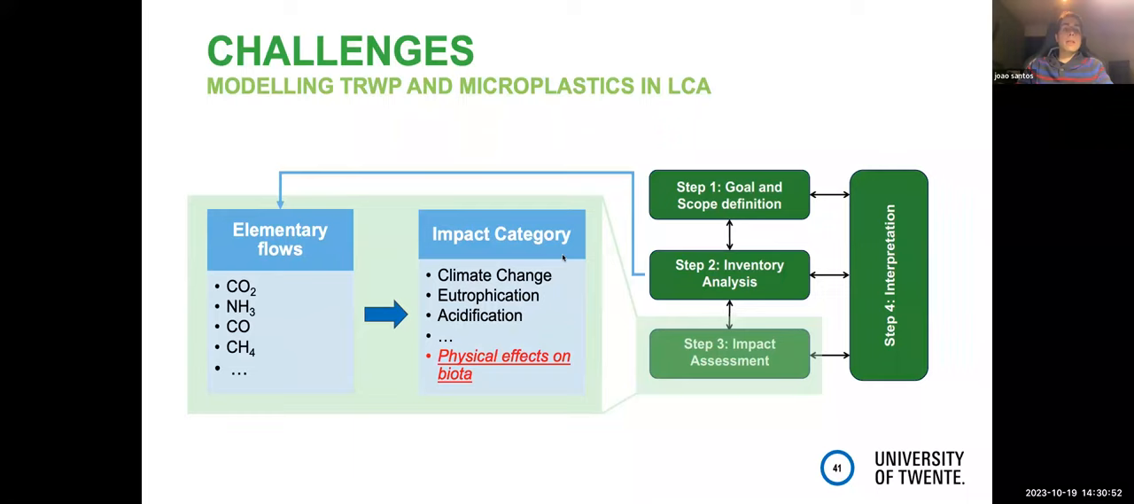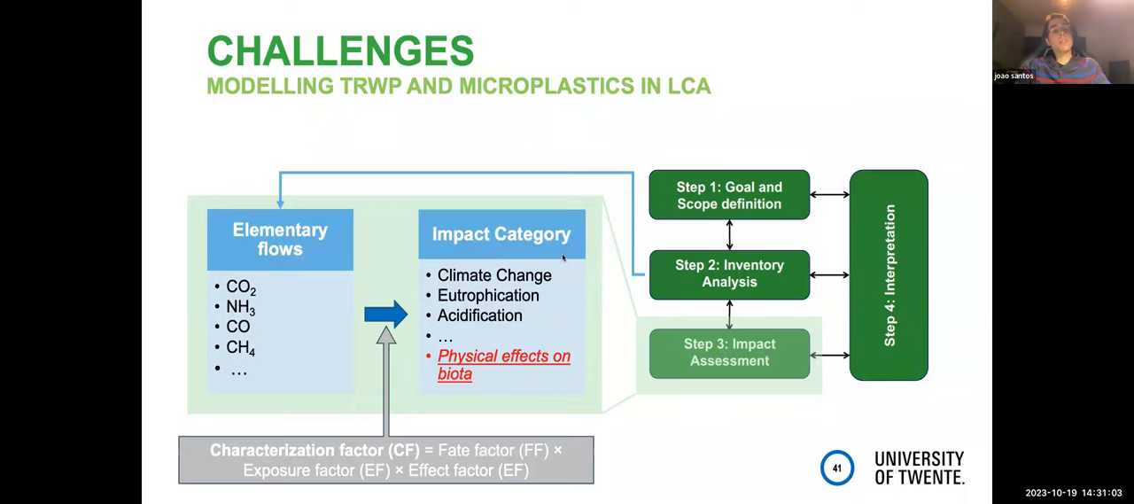The ongoing research is a very new topic, it's under development, and this ongoing research is mainly concerned with the identification of those flows, which flows represent those particles better, and also the development of the characterization factors. It says how much they will contribute, not only to the common impact categories, but in some studies, they are proposing new impact categories.